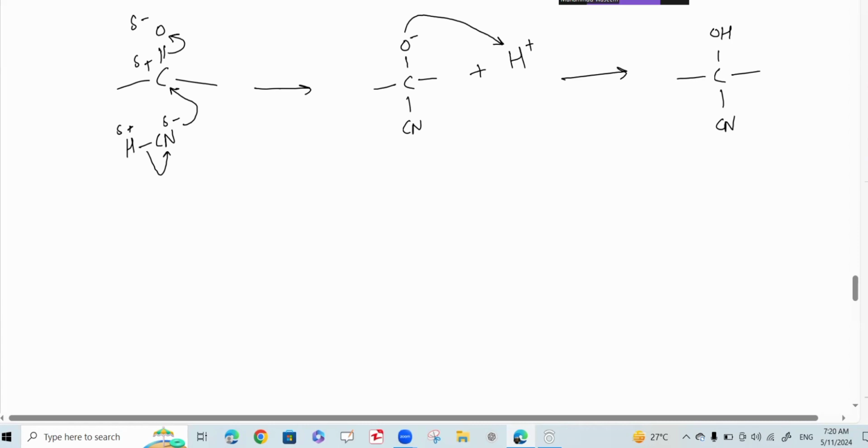It's crystal clear now that addition of HCN has taken place. Actually it has mechanisms, but overall you have understood that the pi bond has broken down, one portion has added on this and another portion on this, and the double bond has converted into a single bond, and this is the main product.